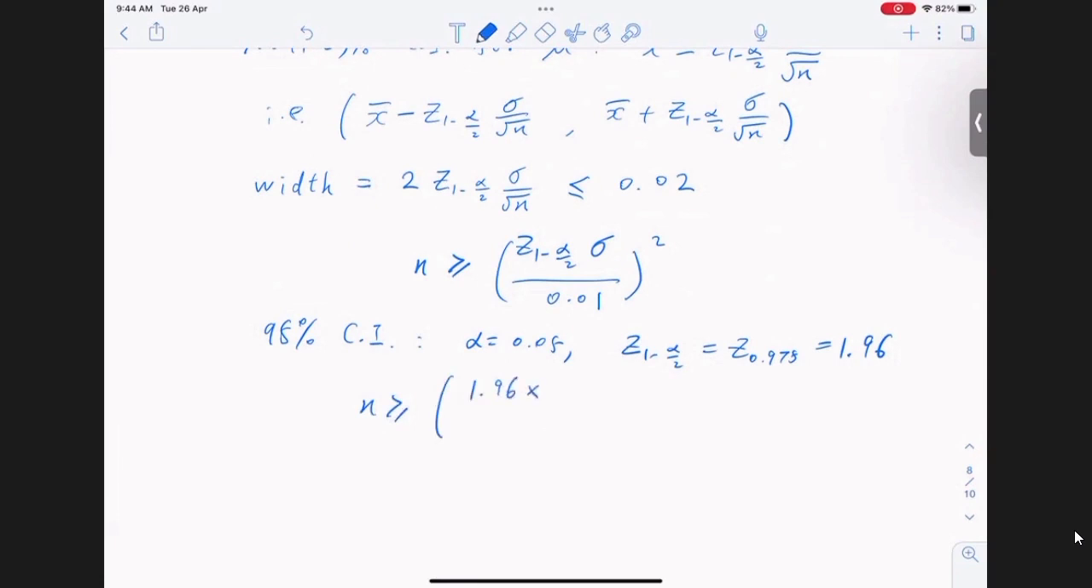1.96 multiplied by sigma. Sigma is given as 0.05 divided by 0.01, and then we take the square of it. It will be equal to 96.04. So the sample size, the number of measurements we should take, should be greater than or equal to 96.04. And since the sample size must be an integer, we will take at least 97 measurements.